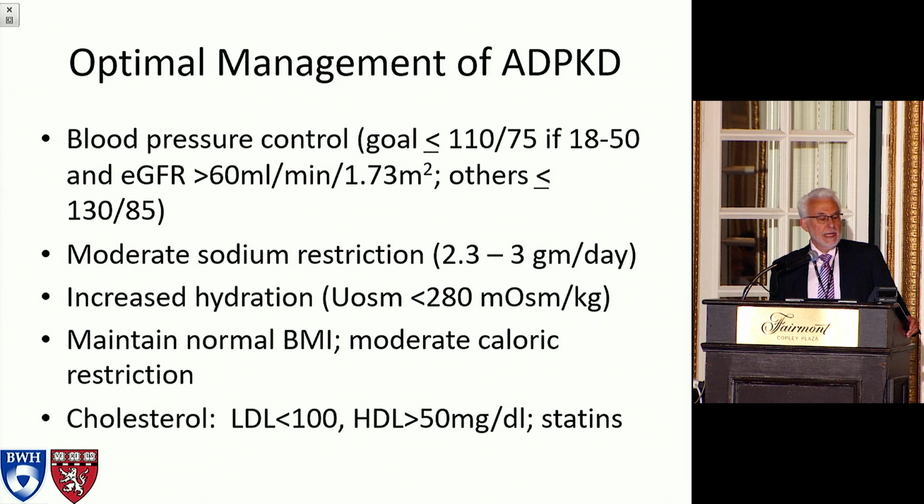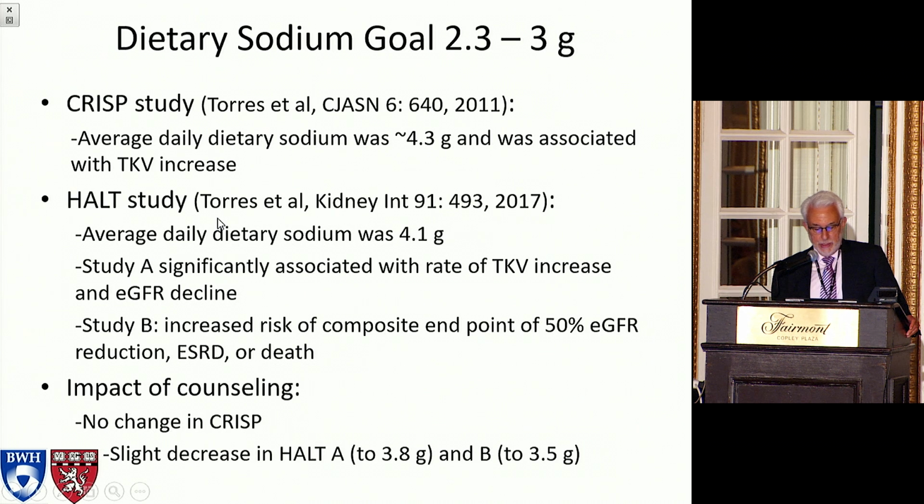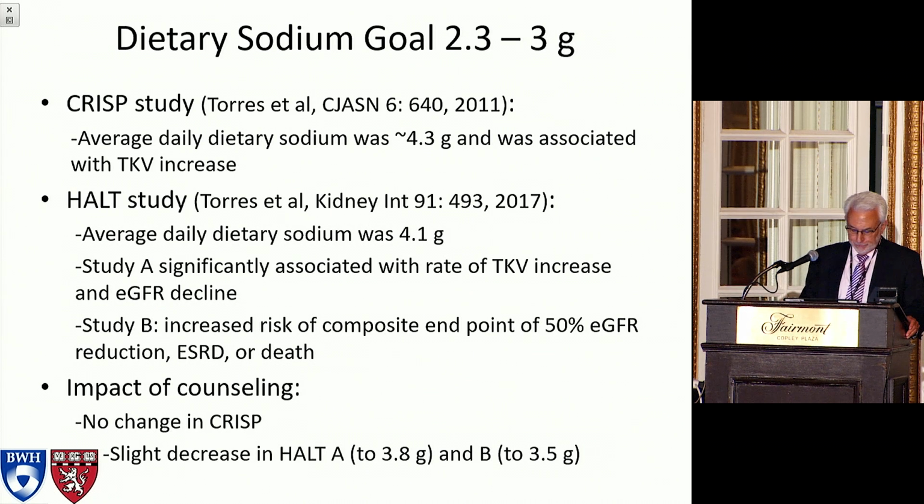So how did we approach management of this individual? Well, I'll talk about all of these in some detail, but blood pressure control, sodium restriction, hydration, maintenance of normal BMI, and lipid control. So based on the HALT study, we target a more aggressive blood pressure target using ACE or ARB for younger individuals ages 18 to 50 with preserved eGFR that is greater than 60. And others, we use a more standard goal of 130/85. And I'll talk about each of these other items in detail.